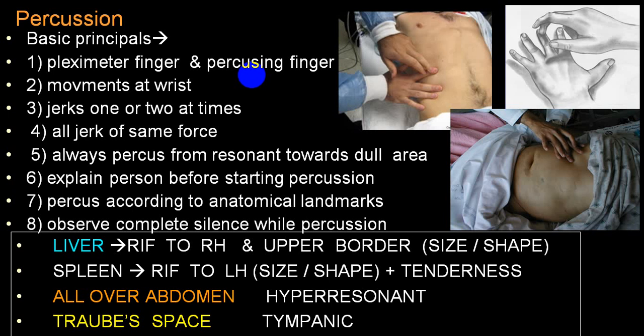Before you do a percussion, explain to the person and take written consent. Ideally, we should take a consent and explain what you are going to do. Percussion should be done according to the anatomical landmarks, using anatomical landmarks.